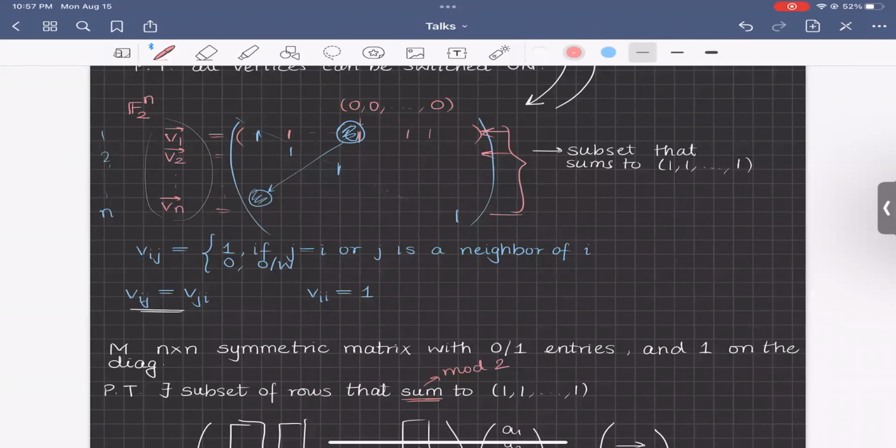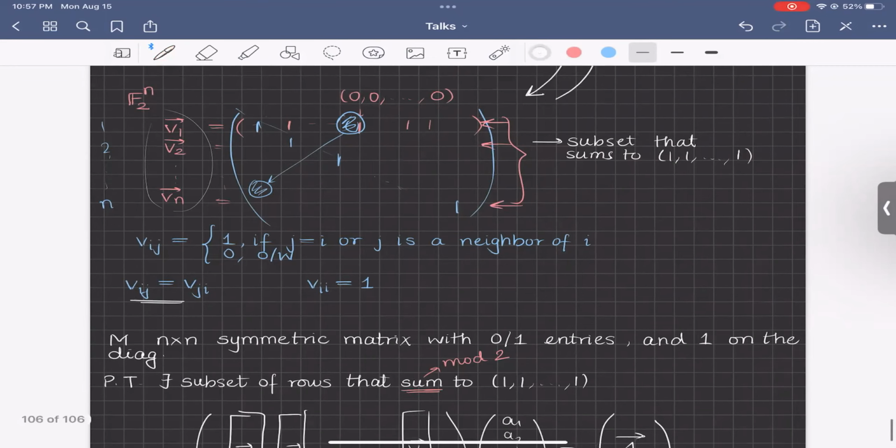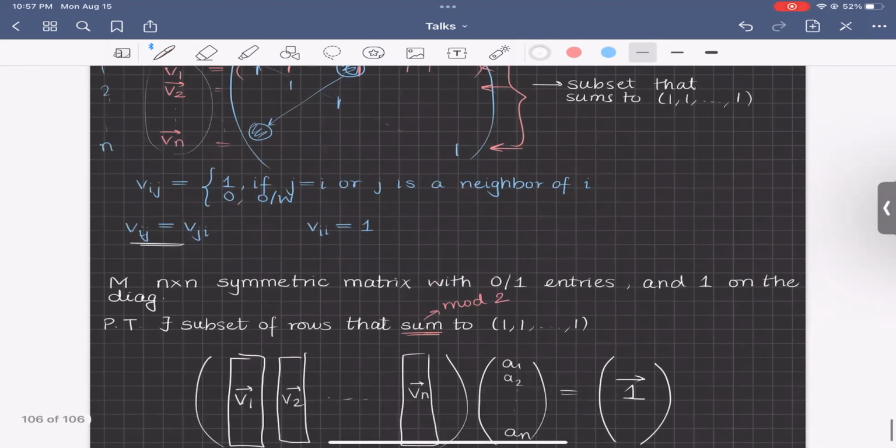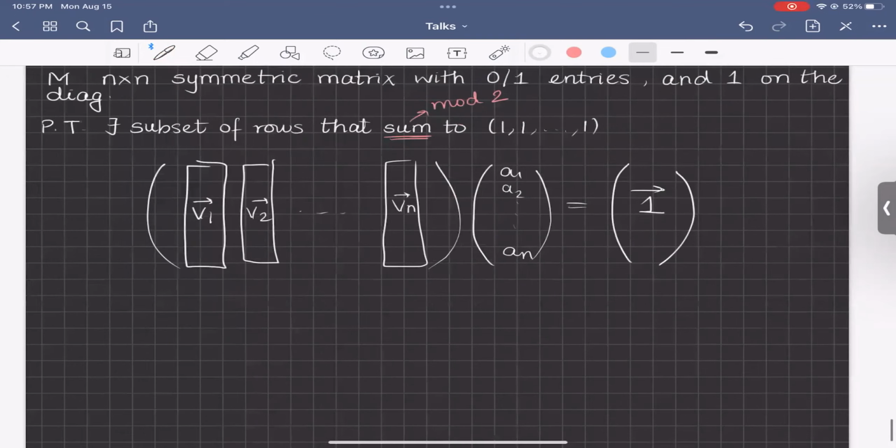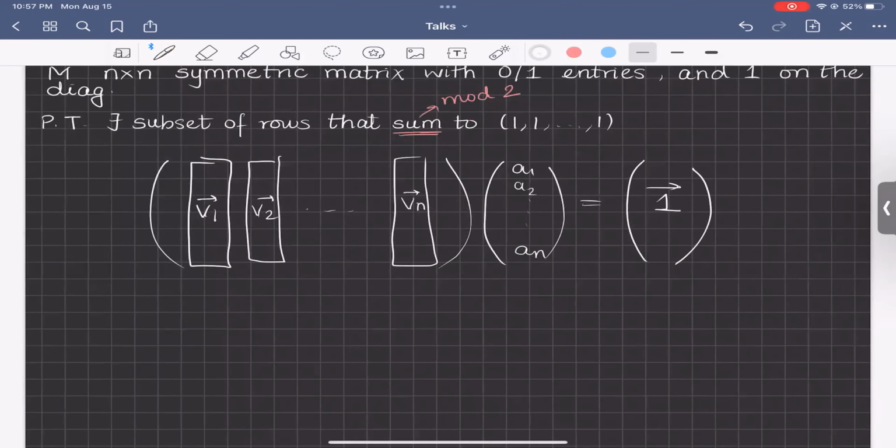First of all, notice that if these rows are linearly independent, then we are done, right? That's something we already said before. So if they're linearly independent, we are done. But what if they're not linearly independent?